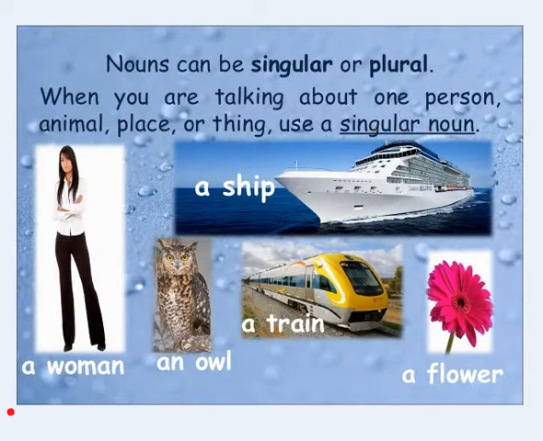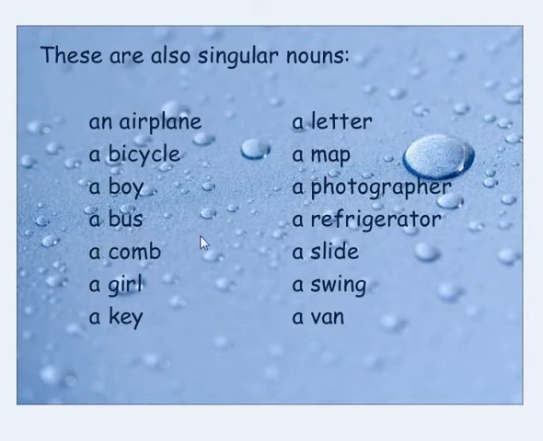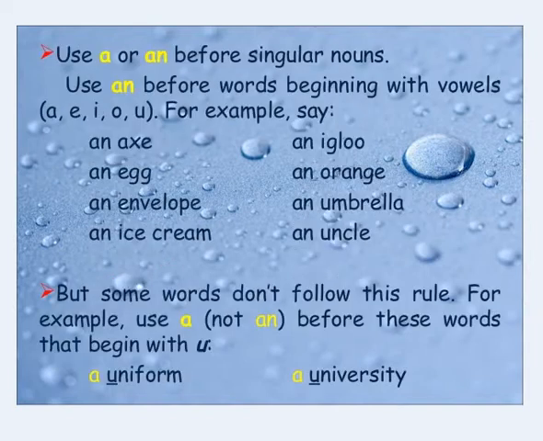For example, a woman, an owl, a train, a flower, a ship. When you are talking about one, these are also singular nouns: an airplane, a letter, a bicycle, a map, a boy, a photographer, a bus, a refrigerator, a comb, a slide, a girl, a swing, a key, a van. So these are singular nouns.